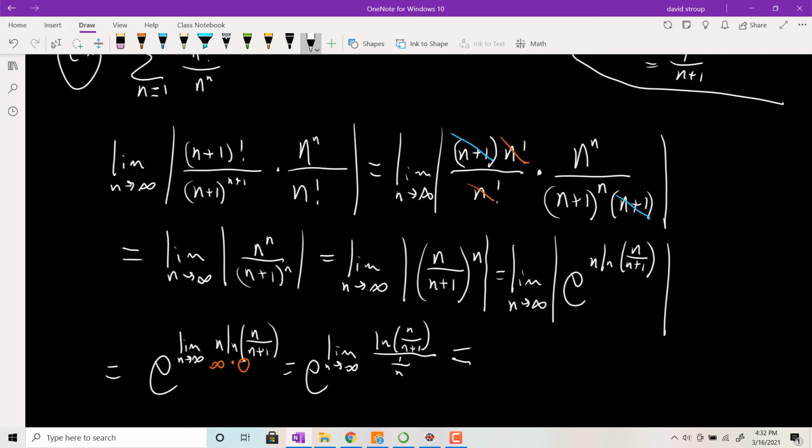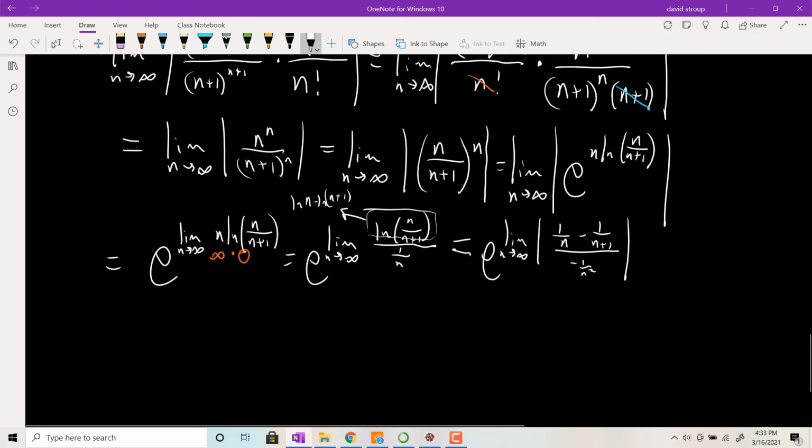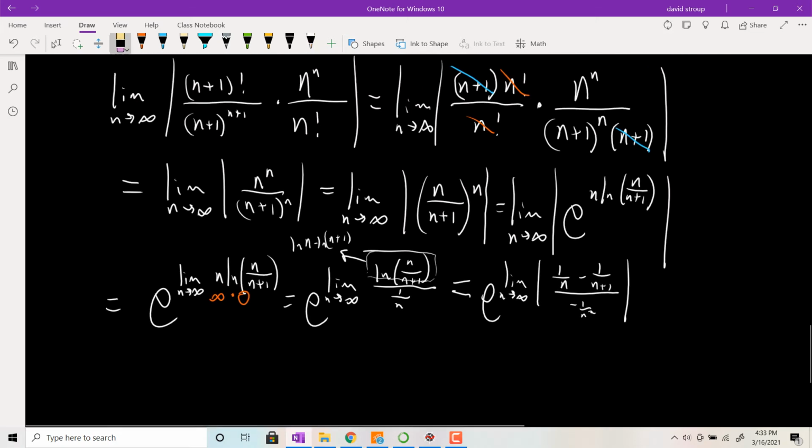So we can go ahead and do L'Hopital's, get e to the limit as n goes to infinity of, to make the numerator a little easier to work with, you can rewrite it as ln of n minus ln of n plus 1, and then take its derivative. So the derivative in the numerator would end up being 1 over n minus 1 over n plus 1, and then all over the derivative of 1 over n, which is going to be negative 1 over n squared. I guess I don't need the absolute values there, but let's just put parentheses there.